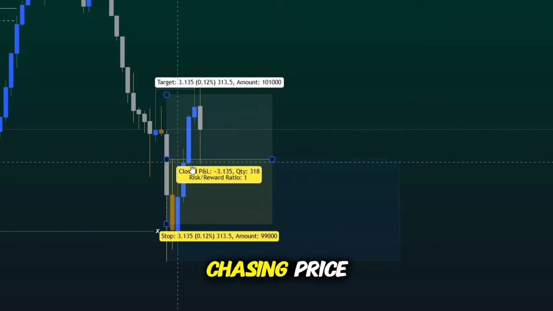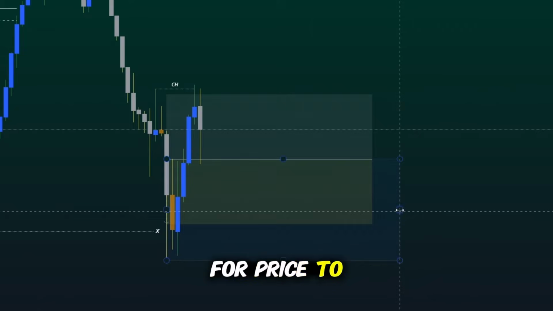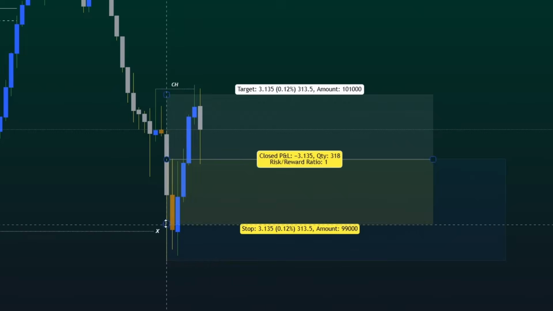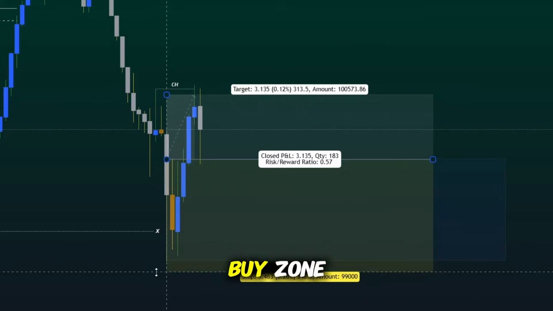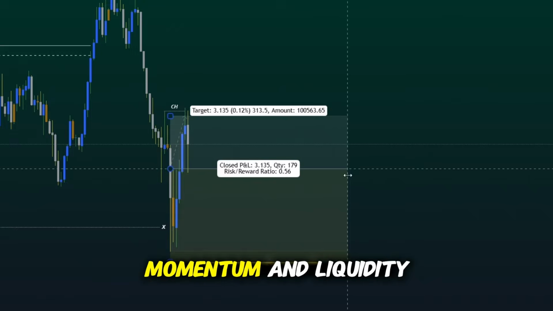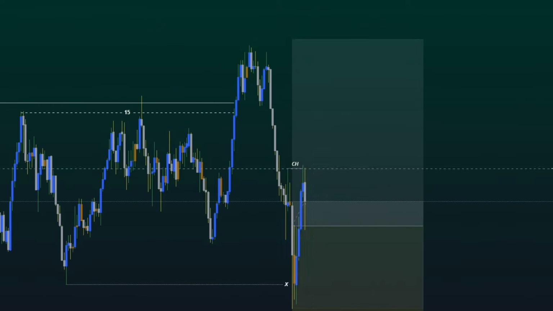Now, instead of chasing price, we wait patiently for price to retrace back into this demand zone. This area becomes our high probability buy zone, because it's aligned with structure, momentum, and liquidity.